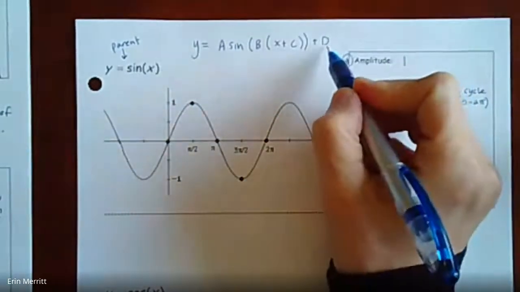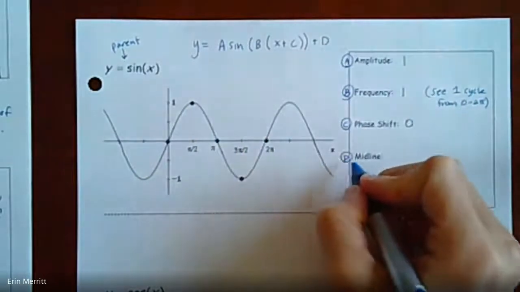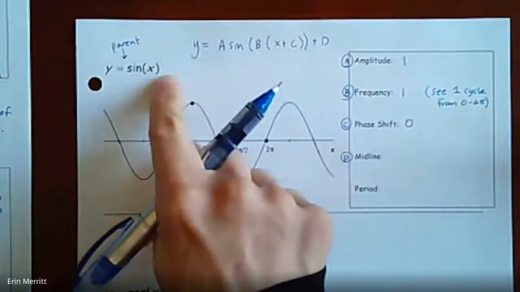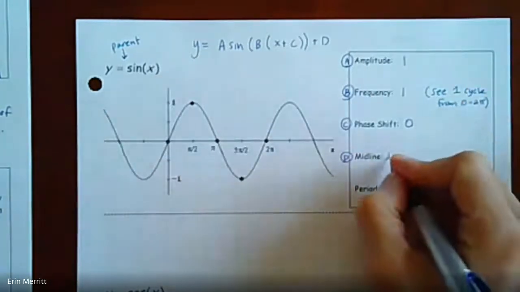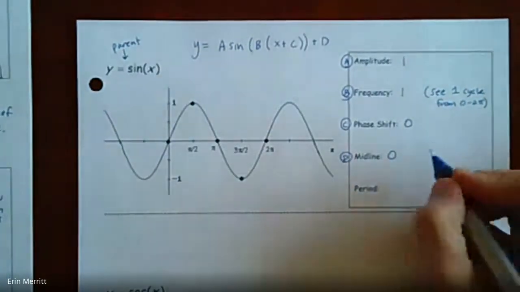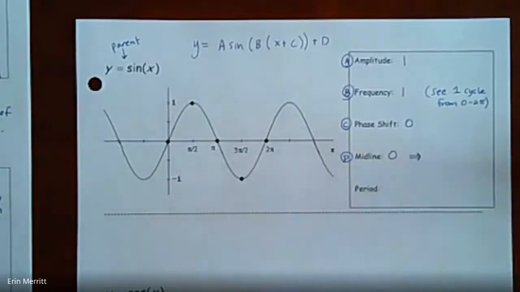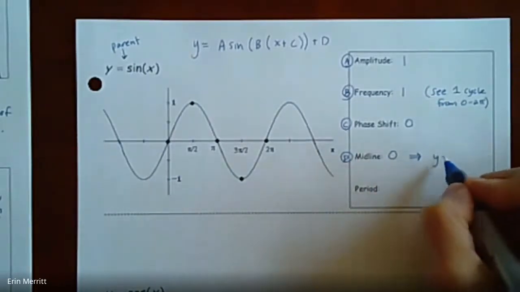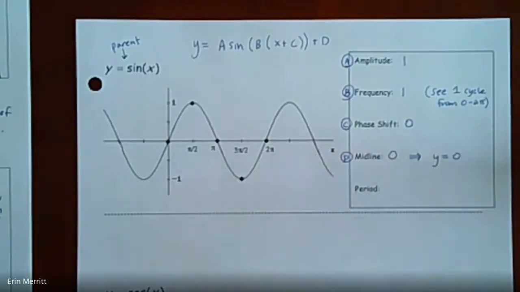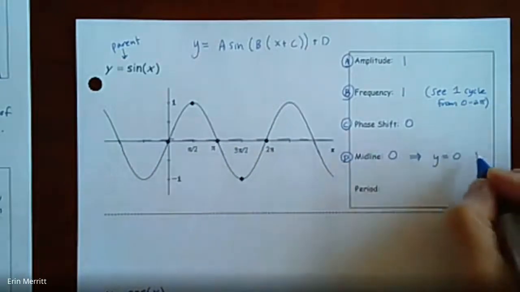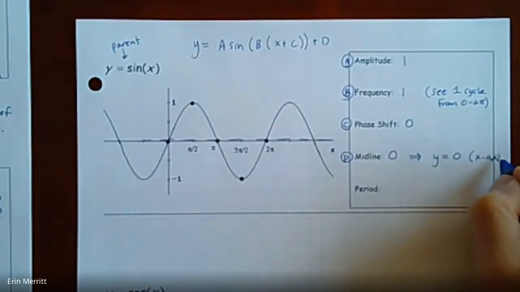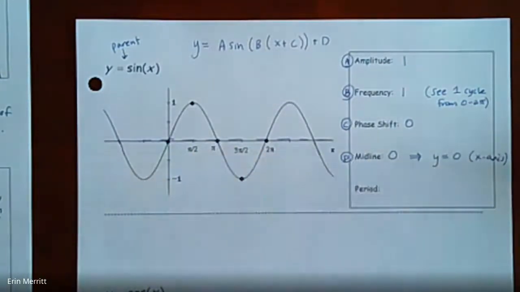The midline is any value d that would be added or subtracted afterwards. Well, there's nothing added out here. So if I don't see anything, that is also a 0. And what that 0 actually corresponds to is the equation of the midline. It's y equals 0, because think about the line y equals 0. That is the x-axis itself. That's the line that runs right through the middle of our curve that it's wrapping itself around.